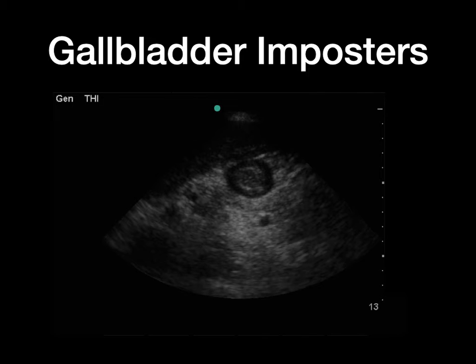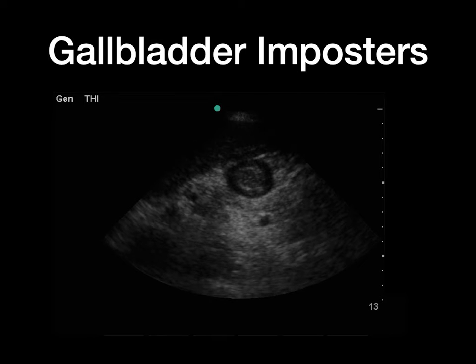As we discussed in the anatomy review, the gallbladder sits in close proximity to the duodenum. Here is an image of the duodenum in transverse. It is frequently mistaken as the gallbladder. Similarly, large renal cysts of the right kidney are anechoic structures that sit in the right upper quadrant as well.